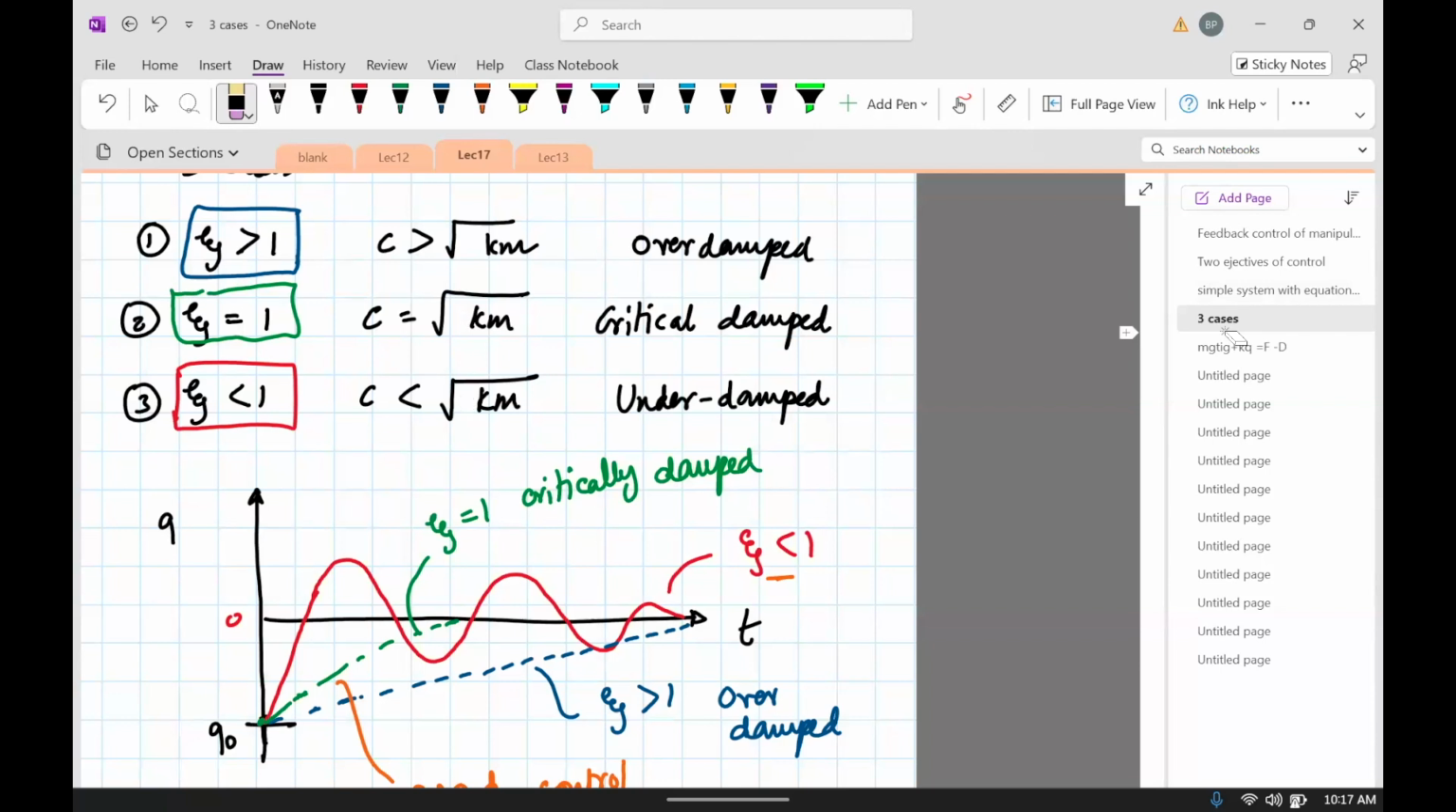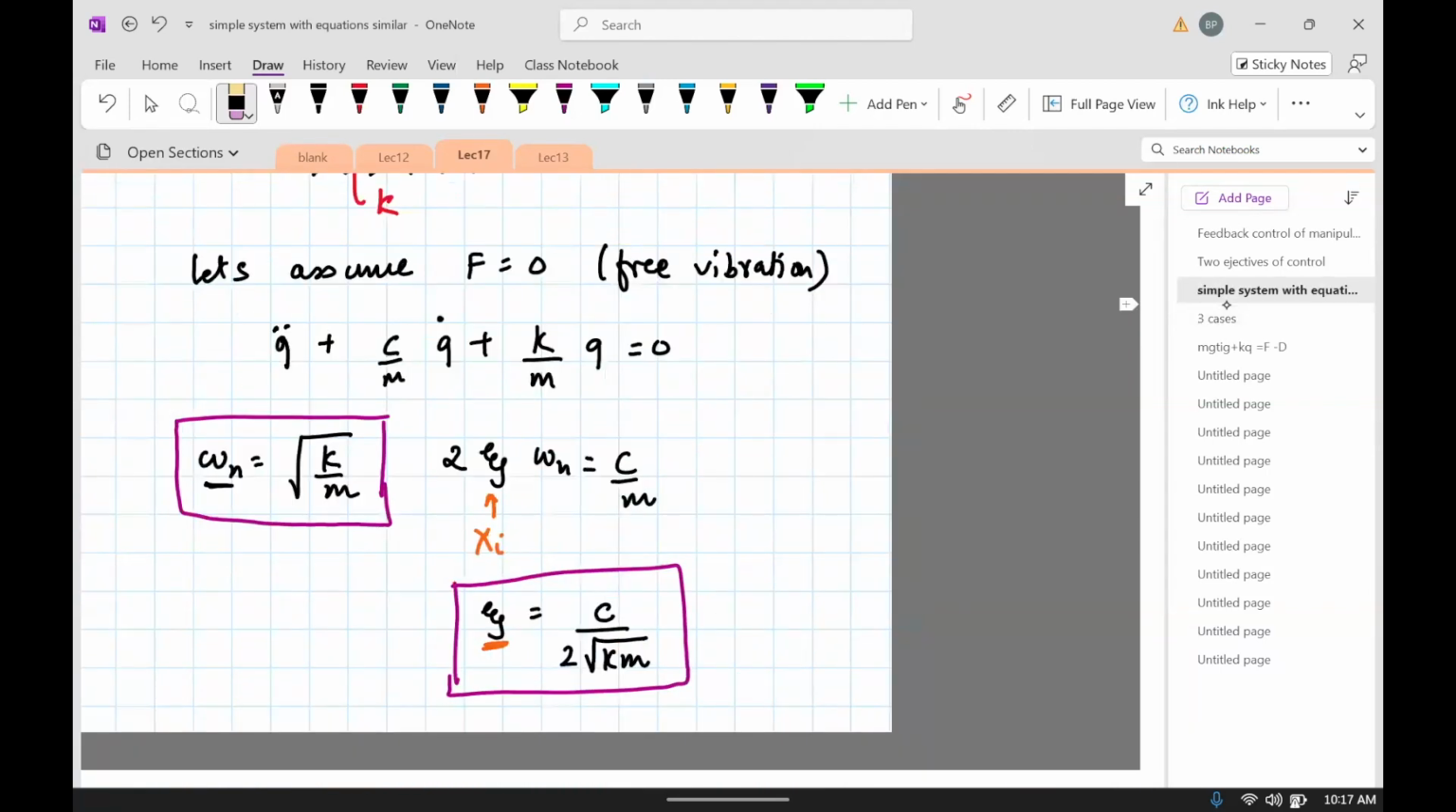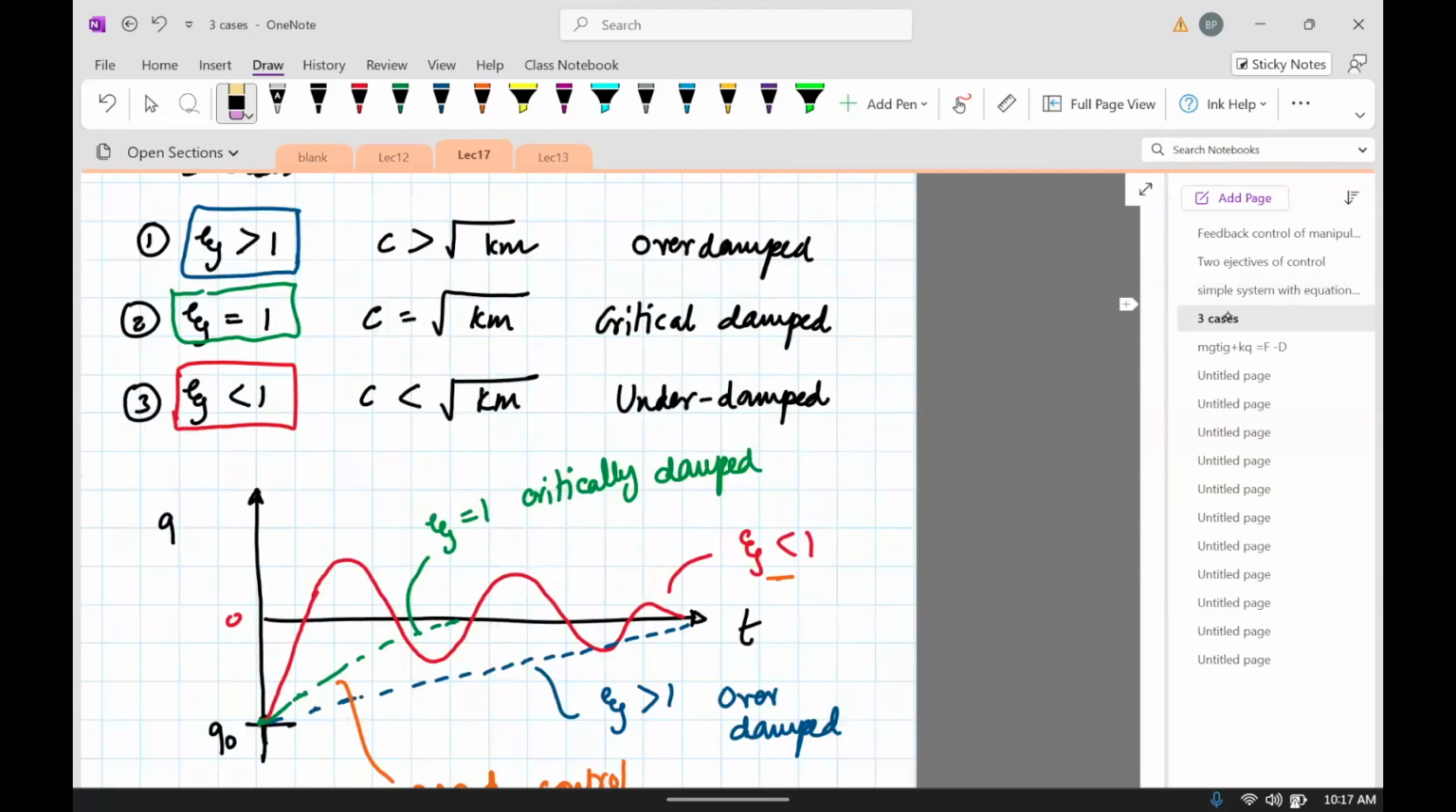I think I made an error here. Just fix this. This is 2 square root km. Okay, so we need it to be this, right? You always want to be critically damped. So C is the term in front of Q dot, K is the term in front of Q, and that's what we'll use.